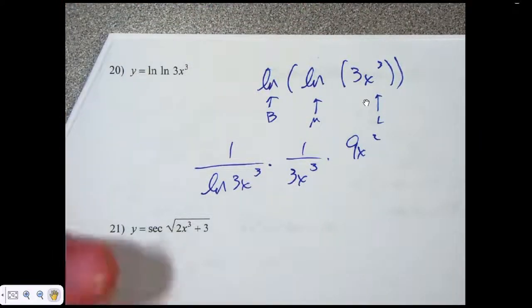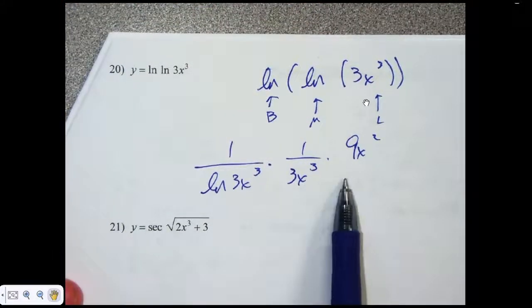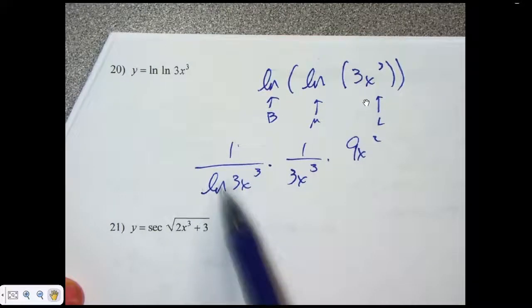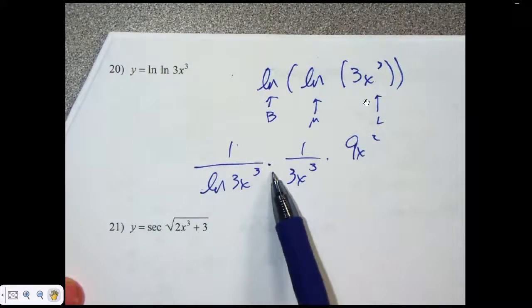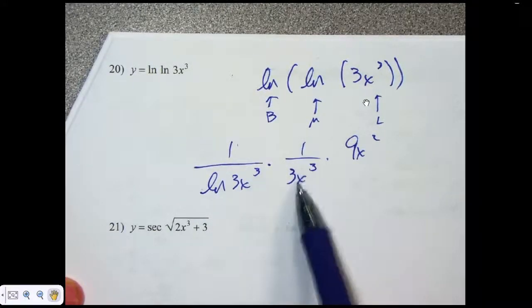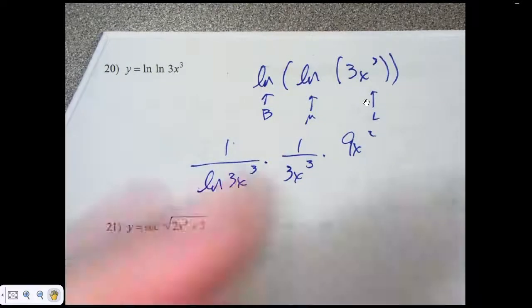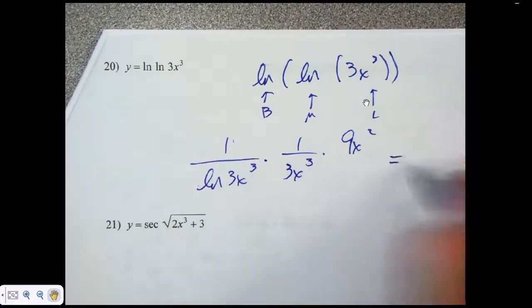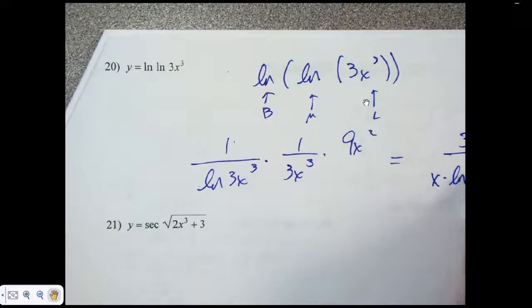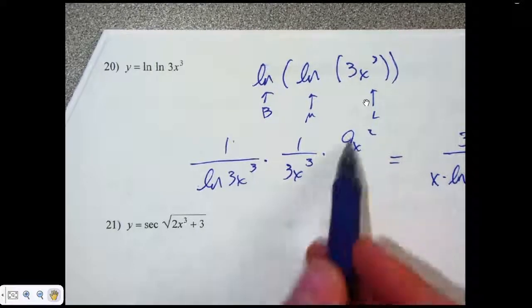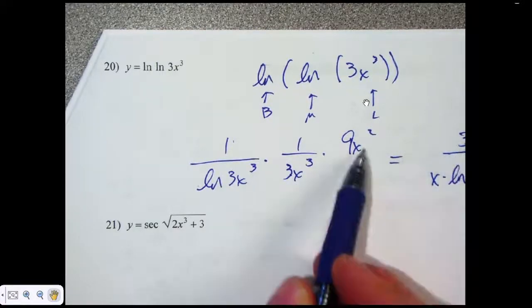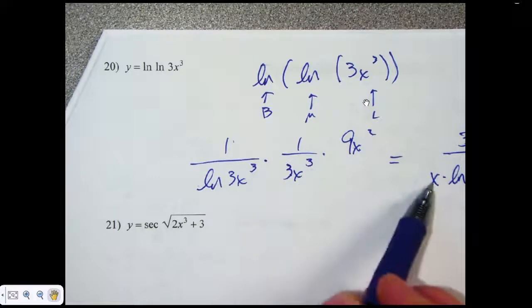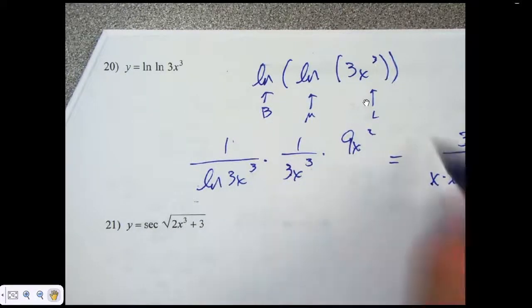So I'm going to clean that up and simplify it, but that would be your first step. 1 over the thing that's being ln times the derivative of that, which is 1 over the thing that's being ln. So you got this chain reaction thing. So you would end up with 3 over x times ln of 3x cubed. Because the 9 divided by 3 would give you 3. The x squared over x cubed would give you this x. And then this would still be there. So this would be your answer.